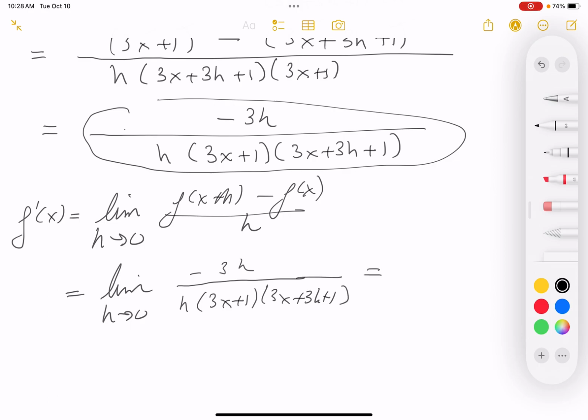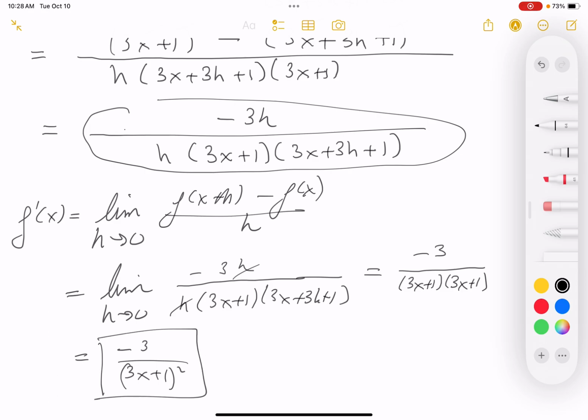over h, 3x plus 1, and 3x plus 3h plus 1. All right? What do I know about that limit? h is getting close to 0, but it's never touching 0. So the h cancels off. And you're left off with something pretty simple. Minus 3 on top. On the bottom, you have 3x plus 1. And you get 3x plus 1. Let me clean that up a little bit. And it's going to be minus 3 over 3x plus 1 squared. All right? So I think we just did number 4.